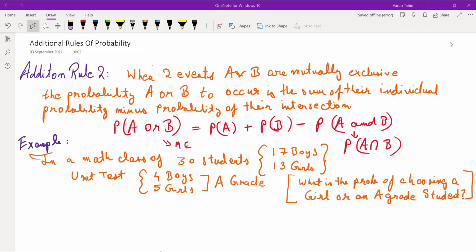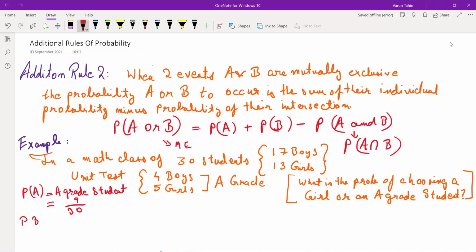Now let's say that in a maths class of 30 students, 17 are boys and 13 are girls. Okay, and they conduct a unit test where 4 boys get A grade and 5 girls get A grade. And now we have to find the probability of choosing a girl or an A grade student. So to solve this problem, we will identify P(A), which is A grade student. And how many are there? Among 30, there are only 4 plus 5, that is 9 students who got A grade.